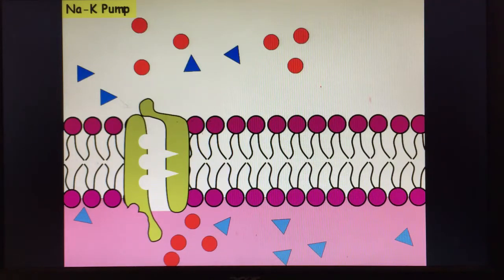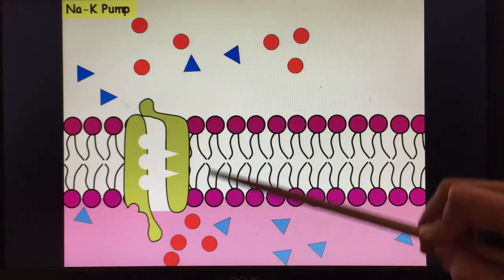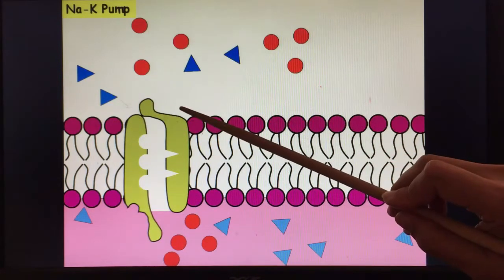In this session, I will explain about the sodium-potassium pump. The diagram here shows the phospholipid bilayer. This is the phospholipid head and this is the phospholipid tail. So it consists of two layers. And this is the transport protein.